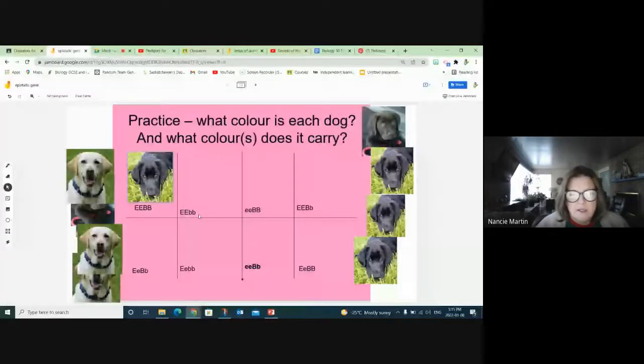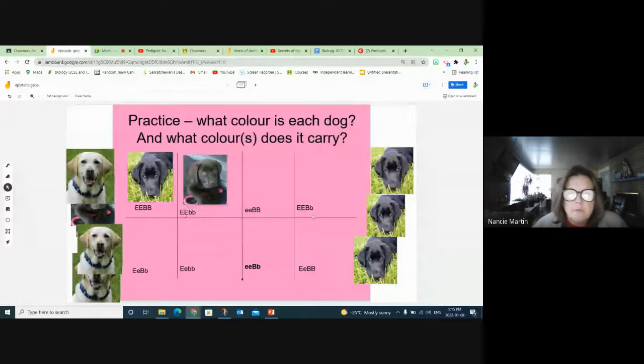Now this one, it's got 2 big E's and 2 little B's. So you know it's a chocolate lab, and you know it's not carrying anything else. So there's a chocolate lab. I'll drag him in.